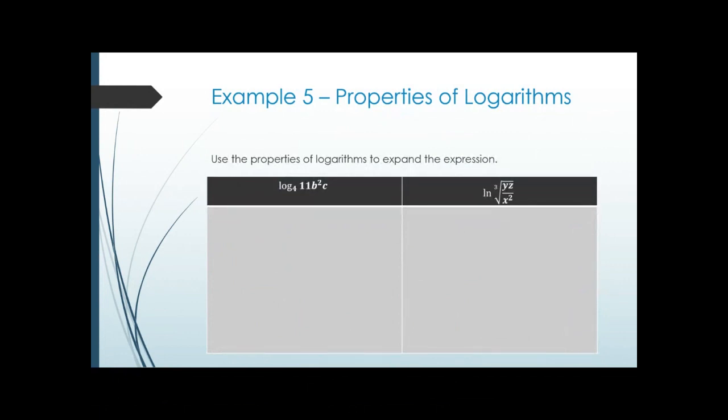Moving on to my next example. Now, these are the types of things that you're going to be doing on the assignment. We're going to be expanding, so it's going to become bigger, and then we're going to be compressing, so we're going to make it smaller. These are the types of skills that you need when you go on to calculus. So that's why we're practicing these skills, because in calculus they don't teach you.